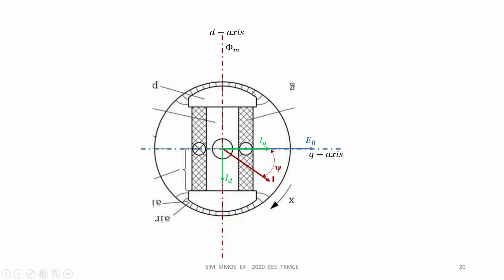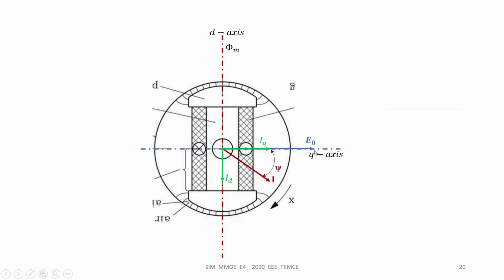So this is the basic concept of two reaction theory. Armature current can be resolved into two components, that is ID and IQ. Due to this ID, magnetization or demagnetization will come, and due to this IQ, cross magnetization will come into picture.